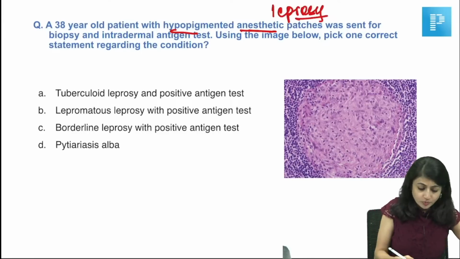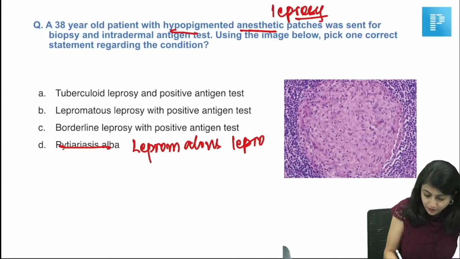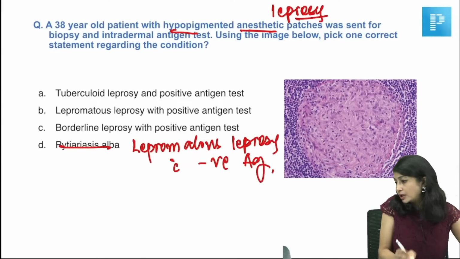Okay, so the fourth option was probably lepromatous leprosy with negative antigen. Perfect. Any other change?